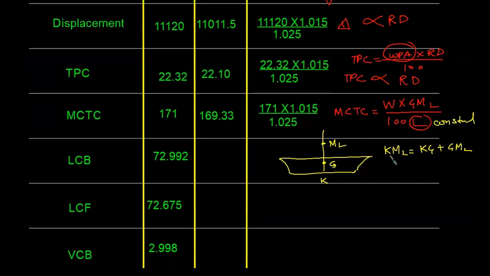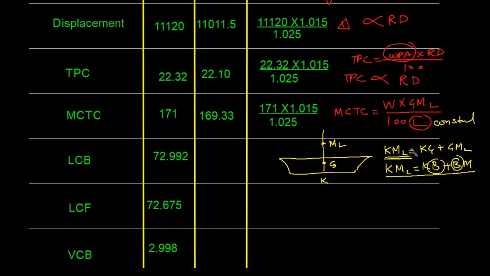So here what we realize is that L is constant, and KML is also going to depend on KB plus BM. Eventually, if we analyze clearly, it is going to depend on this factor.